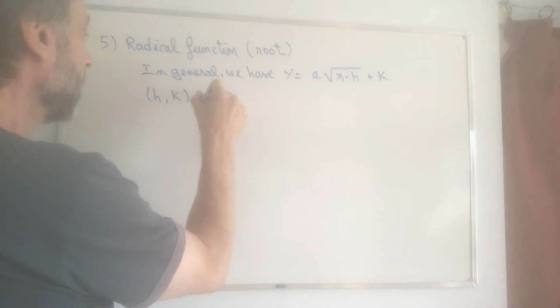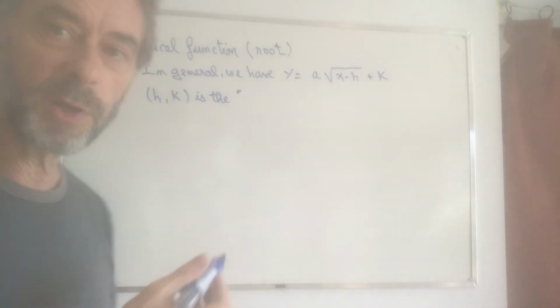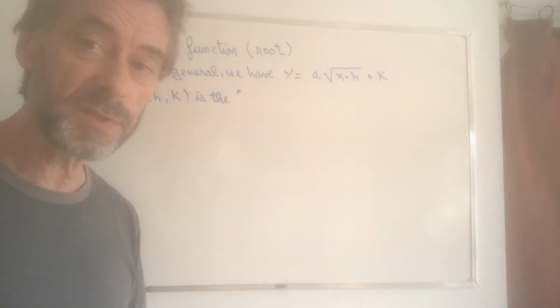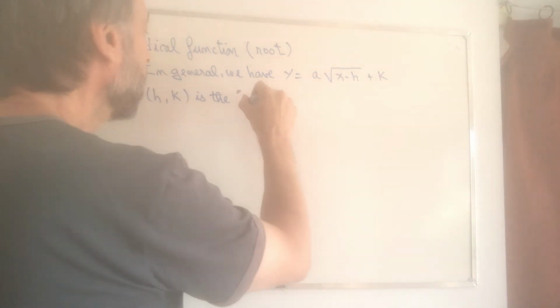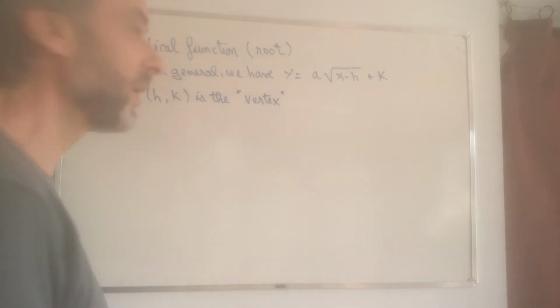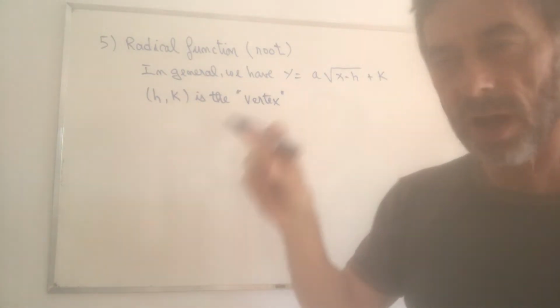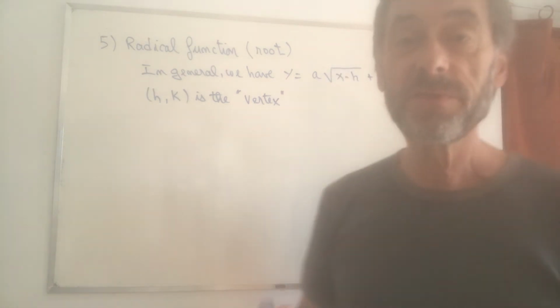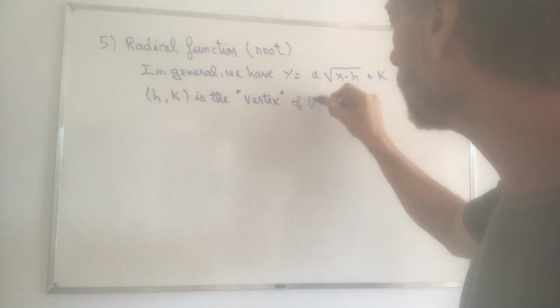The point (h, k) is, and I'm putting that between quotation marks because it's not a vertex in the sense of a vertex for a parabola. It's another type of vertex. Vertex really means a summit point, a key point, a top point. That's not really a top point, but it's a very important point on the curve. So it's called the vertex of the function.